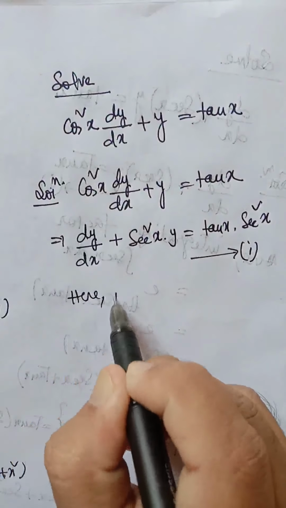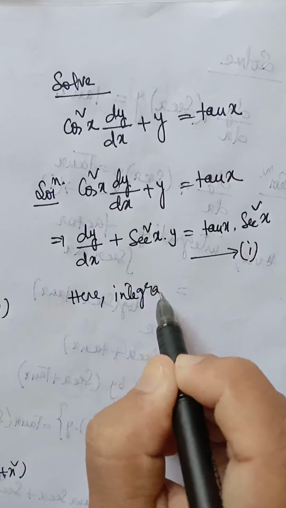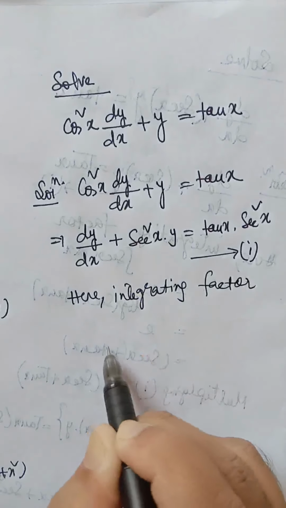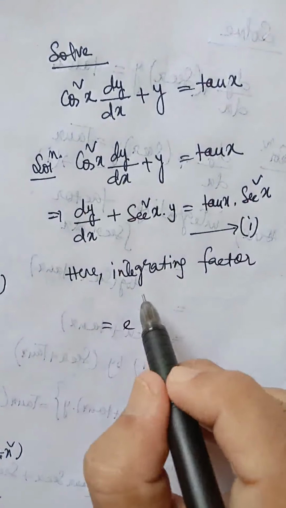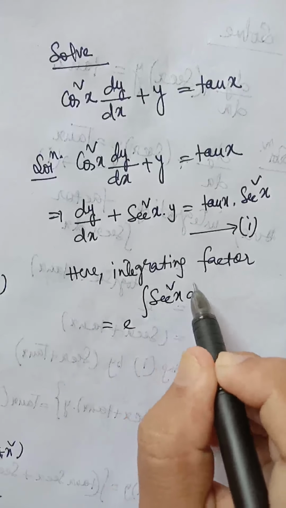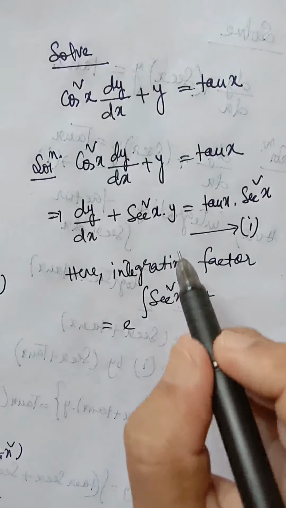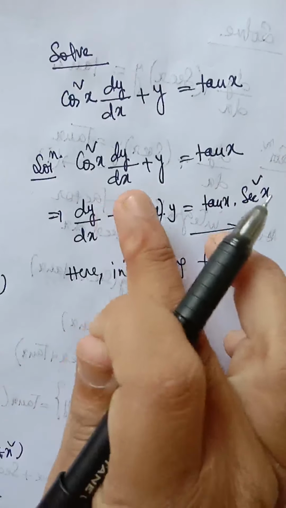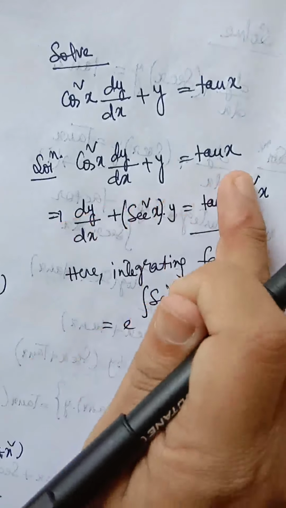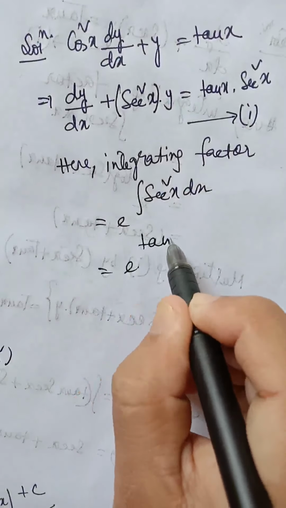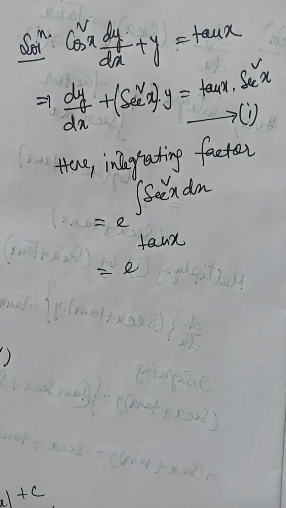Here integrating factor is equal to e to the power integration of p dx. This is our dy dx plus py equal to q, so this is our p. Integration of sec square x is tan x.